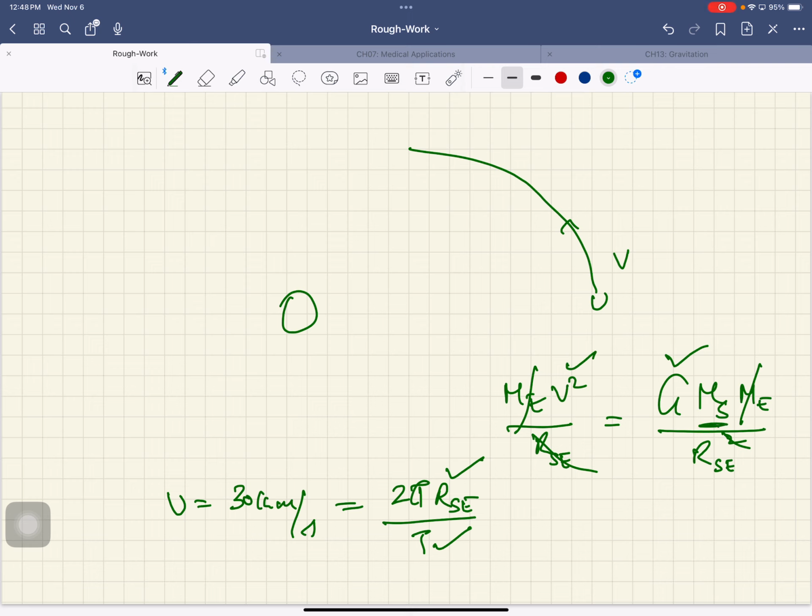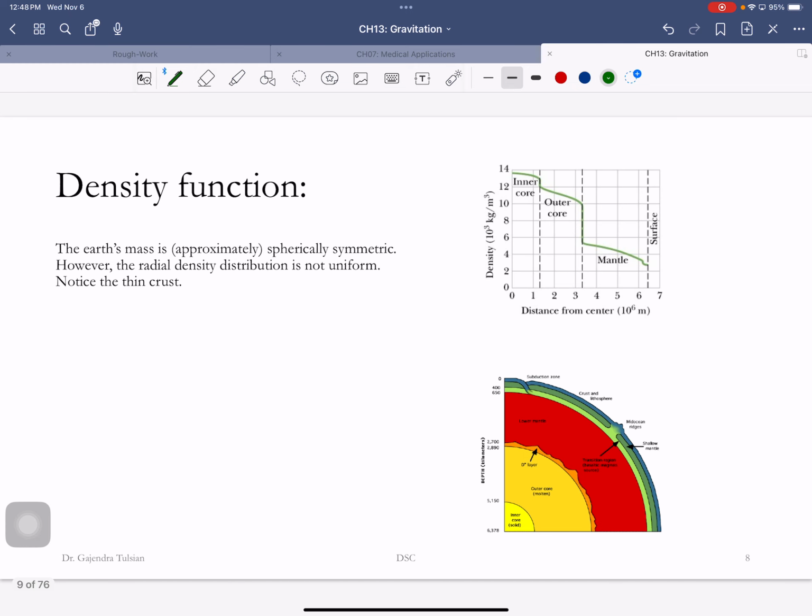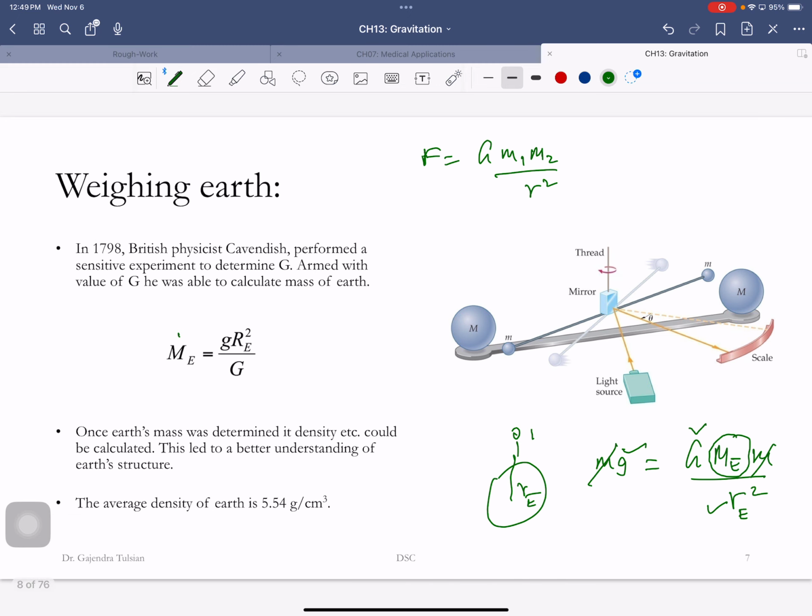So you have G, and suddenly you can calculate the masses of all kinds of objects. All right, so that was a very important experiment. Now, I'm not going to go over the story. Once you have the mass of the Earth, the density of the Earth is the mass of the Earth divided by 4 pi by 3 r Earth cubed, that's the volume of the Earth. So you can calculate the density of the Earth, and the average density of the Earth came out to be 5.5 grams per centimeter cubed. This is 5.5 times the density of water.